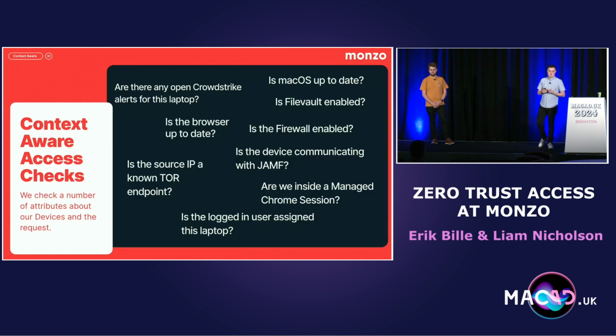We run a number of context-aware access checks. This list isn't exhaustive, but we check for things like, are there any open CrowdStrike alerts for this laptop? Rather, probably expectedly, is your macOS up to date? Is FileVault enabled? But we also throw in some things like, are you actually running inside your Monzo managed Chrome session? So are you signed into Chrome? Does the configuration that we expect exist within Chrome? Also, for internal fraud, which is really good, is the user who's logged into our internal tooling actually assigned the laptop, or have they compromised another employee's credentials and are doing something nefarious with them? So, not exhaustive, but this is an example of the type of things that we're running.